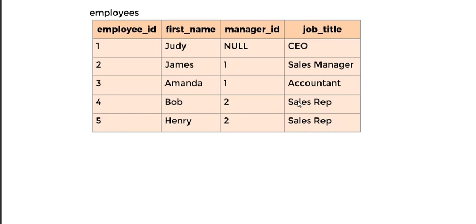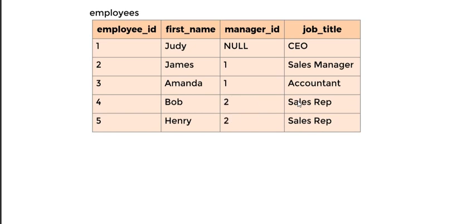Employee ID, first name, manager ID, job title. For Jude the employee ID is 1, and for James the employee ID is 2, but for James the manager ID is 1. So James's manager is Jude, and Amanda's manager is also Jude, and Bobby's manager is James, and Henry's manager is James. Like that.